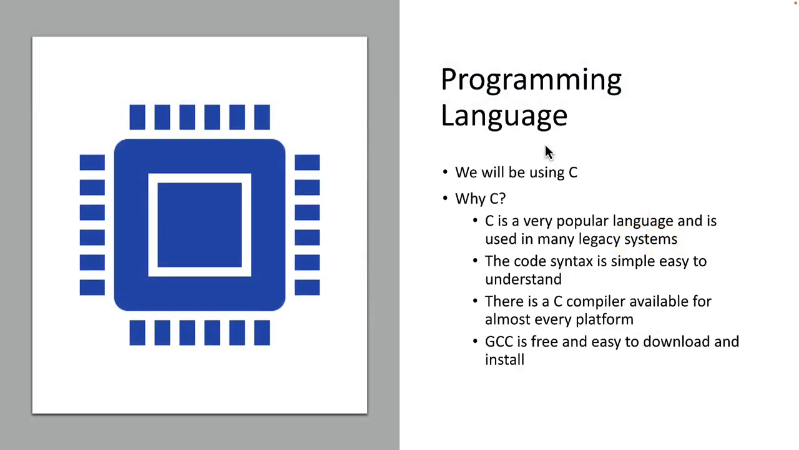So as far as our programming language, I already mentioned we're going to be using the C programming language. And why C? C is a very popular language, and it's used in many legacy systems. It's been around forever. And another reason is the code syntax is simple and easy to understand. So if you've never written any code before, this is a pretty good place to start. Also, there's a C compiler available for almost every platform there is. So if you want to download the C compiler, the GNU C compiler, or GCC, is free and it's easy to download and install. However, our labs are going to be based on our lab platform, which I'll talk about next. You're certainly free to run the labs on your own computer. However, the lab instructions are tailored for our online lab environment. So let's go ahead and take a look at that.